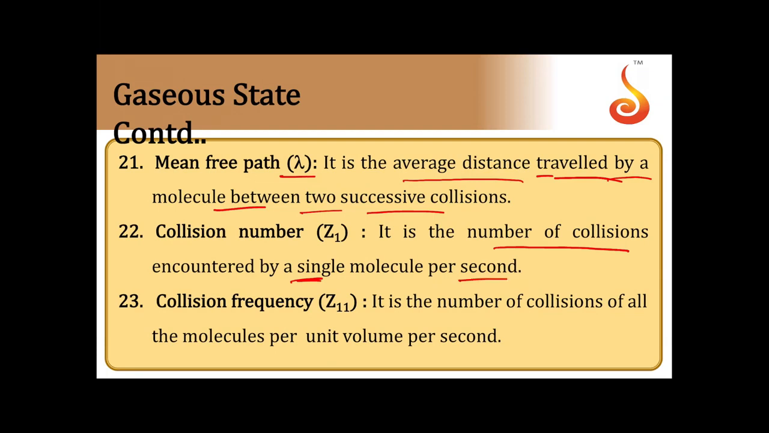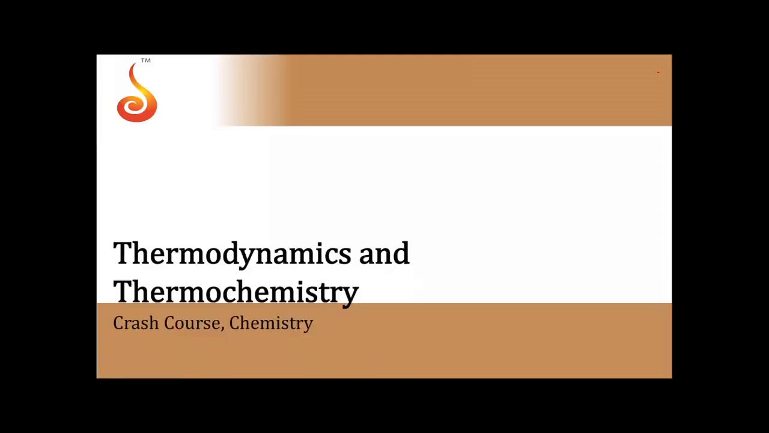Number of collisions made by a molecule per second itself is called collision number, and collision frequency means the total number of collisions made by all molecules per unit volume per second. So collision frequency is the total number of collisions by all molecules per unit volume per second, and collision number is collisions made by only one molecule per second. Mean free path is the average distance travelled by a molecule between two successive collisions.